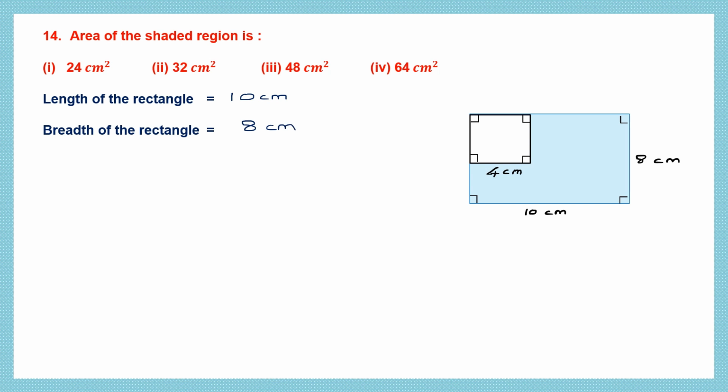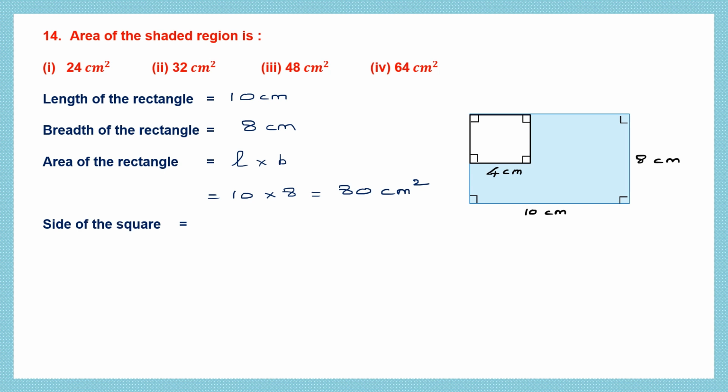So to find the area of the rectangle, we say length into breadth. That is 10 centimeters into 8 centimeters, which is 80 centimeters square. This is the area of the rectangle. Now let's find the area of the square. Side of the square is 4 centimeters and the area of the square will be side into side, which is 4 into 4, and that is 16 centimeters square.